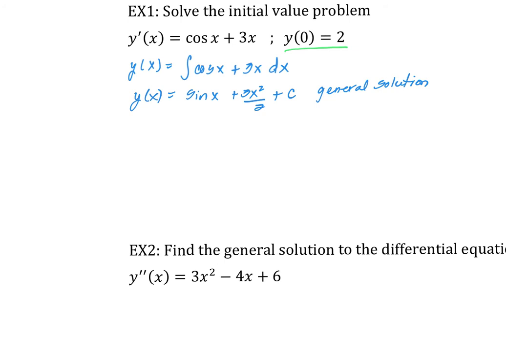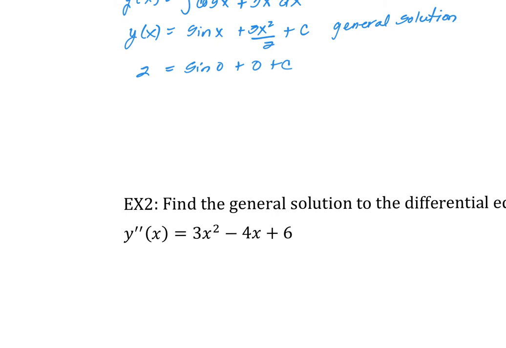So remember, that means that 0 is the x value, right? So we have x is equal to 0, y is equal to 2. I'm going to replace the y value with 2 and replace the x value with 0 to get 2 equals sine of 0 plus c. And now when I solve that, sine of 0 is simply 0. So my c value is equal to 2.